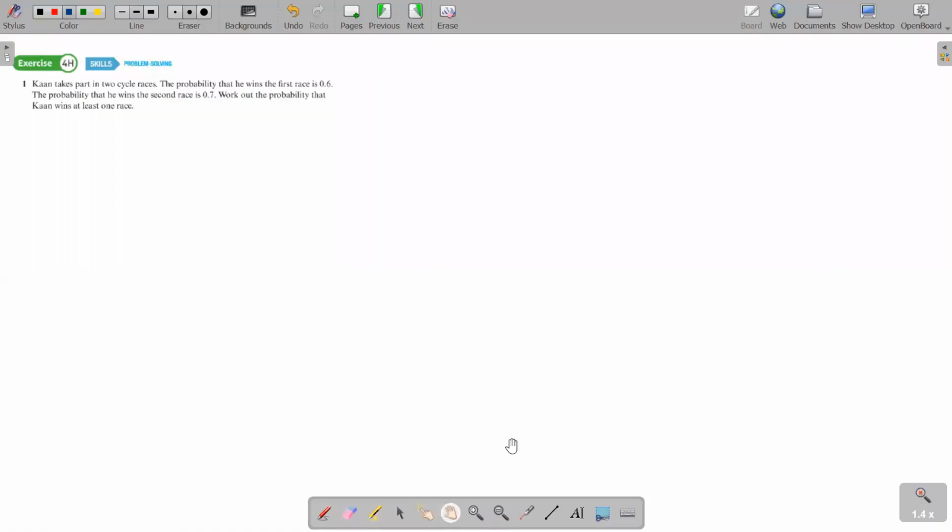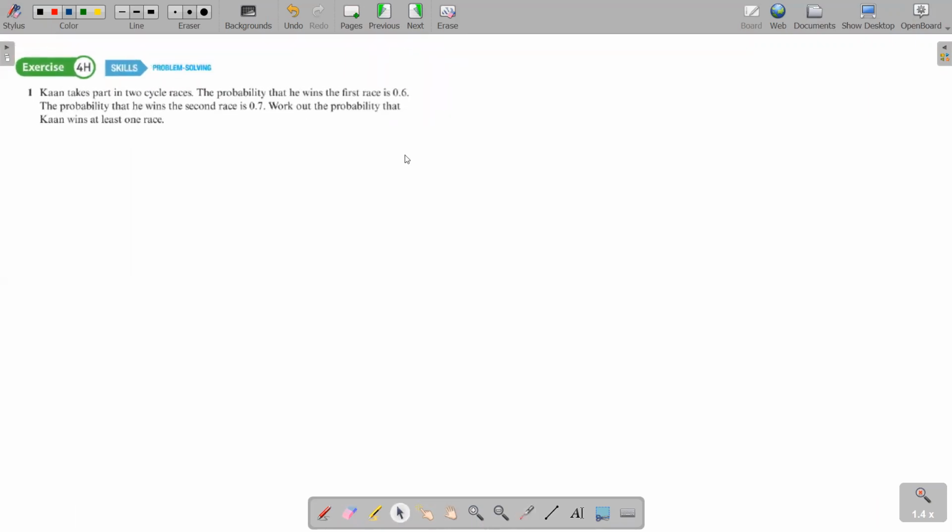All right, guys. So we'll move on to exercise 4, question number 1. Basically, all the theories you learned previously are still applicable even in the tree diagram. So we'll learn how to actually use those in the tree diagram. They say here, Khan takes part in 2 cycle races. So these are the 2 successive events: first cycle race and the second cycle race. The probability that he wins the first race is 0.6. The probability he wins the second race is 0.7. Work out the probability that he wins at least one race. So we are supposed to do this by using a tree diagram. So what do we do here?